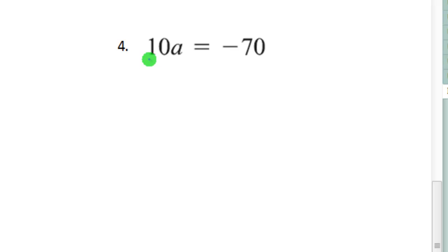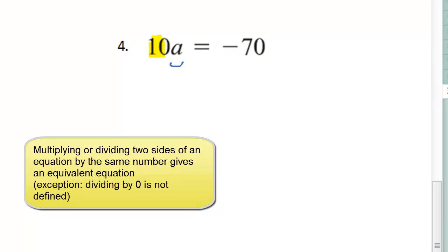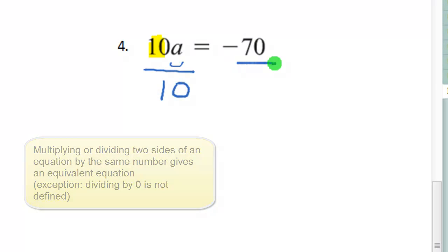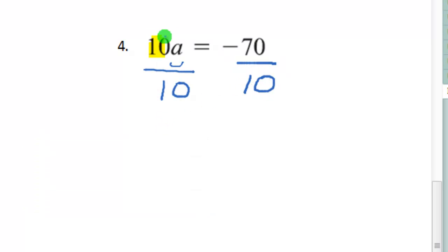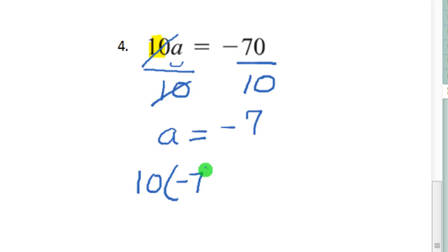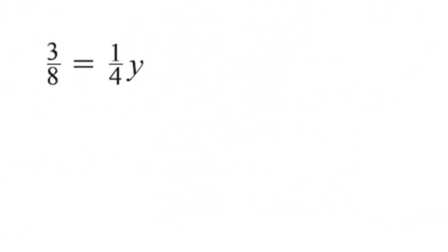Okay, we've got a different problem here this time. This time we have 10 times a equals negative 70. 10 times what number equals negative 70? You can probably do that one in your head, but let me show you a neat little rule that multiplying or dividing both sides of an equation by the same number gives us an equivalent equation. So here we're going to divide both sides by 10 so that we can isolate our a, and negative 70 divided by 10 is negative 7. Easy to check. Substitute in negative 7 for a. 10 times negative 7 is negative 70, so that works.